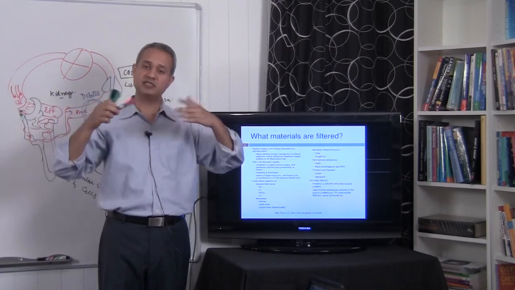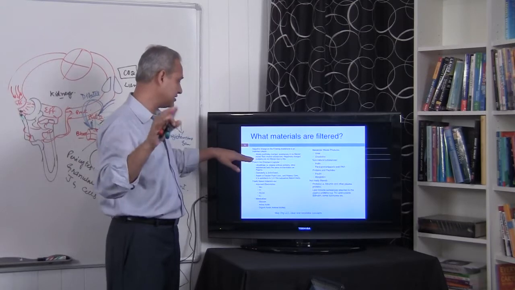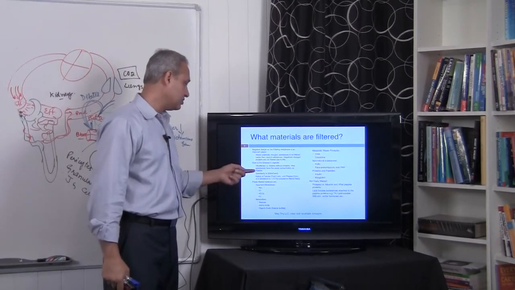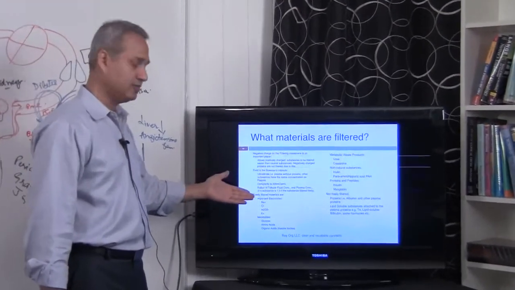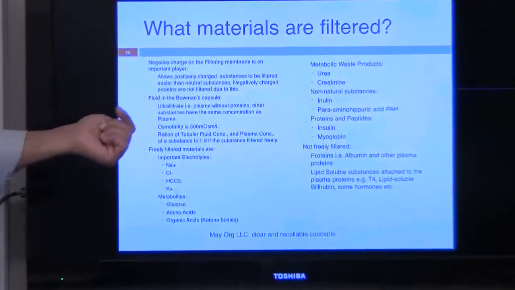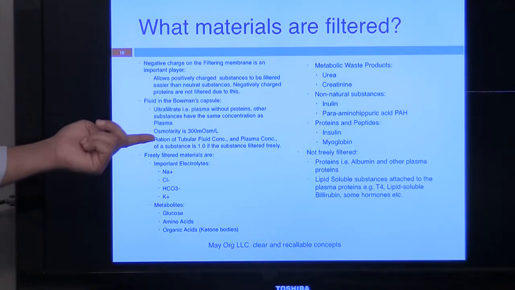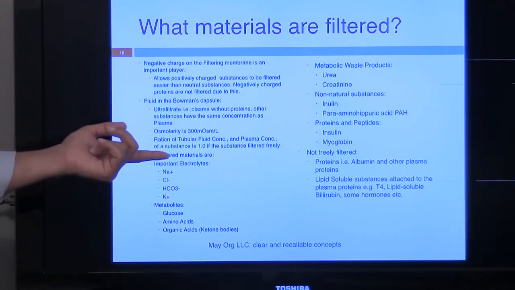Not going to come near this, and that is why proteins do not get filtered. So the factor is the negativity. Now what is being filtered? Whatever is being filtered is called ultrafiltrate. What is ultrafiltrate? That is plasma minus proteins and lipid bound substances. What is the osmolarity of the filtrate? It is the same osmolarity as the plasma, and that is 300 milliosmoles.